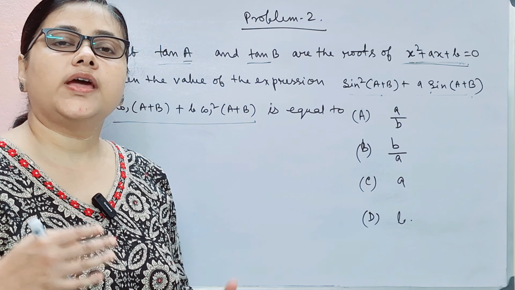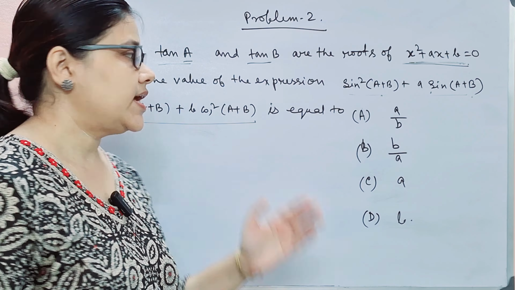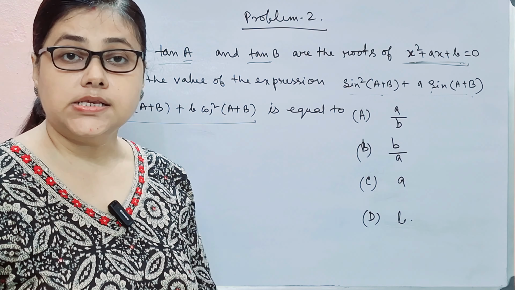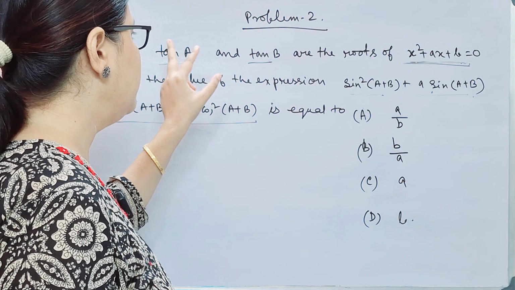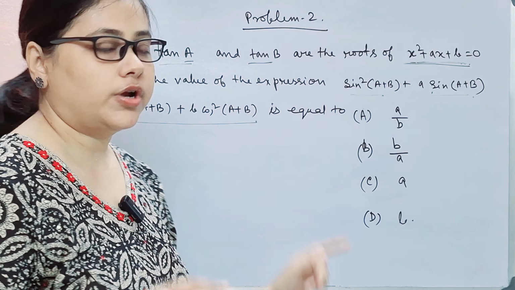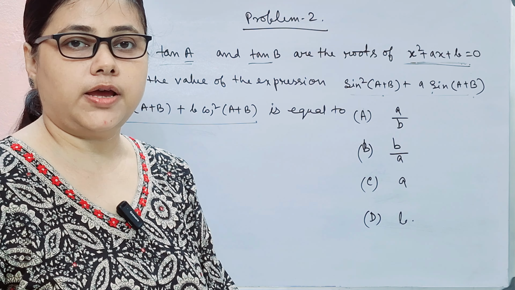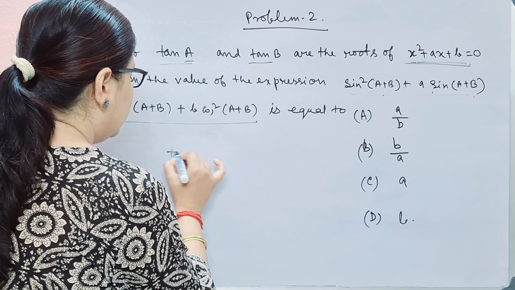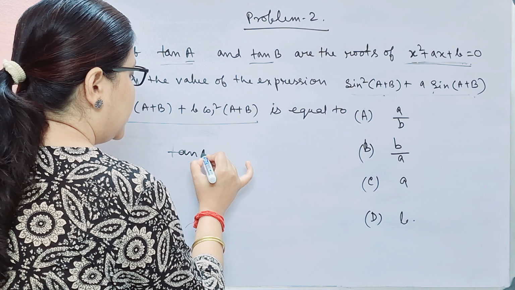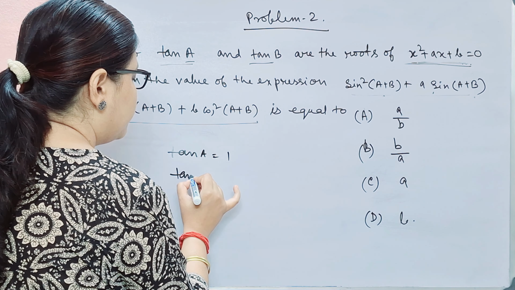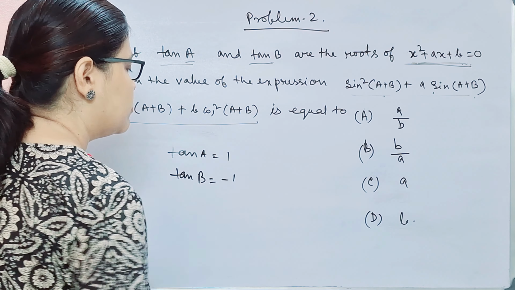And you can put any value as you wish as tan A and tan B, but I suggest you to put the value of A and B as 45 degrees and minus 45 degrees, so that tan A will be 1 and tan of B will be minus 1.